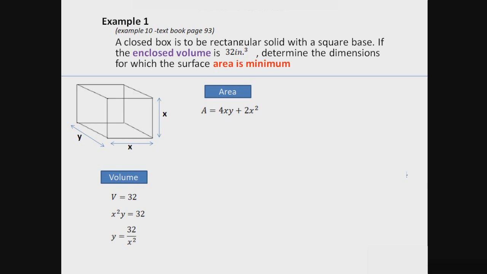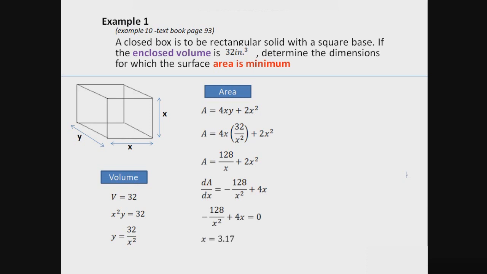Now that we have the formula of area, we substitute y is equal to 32 over x squared into the A formula. So we get A is equal to 128 over x plus 2x squared. Here we have a formula A in terms of x. Now we can take the first derivative of A with respect to x, then we get negative 128 over x squared plus 4x. Then we solve by setting the first derivative equal to 0, so we get the x value as 3.17.